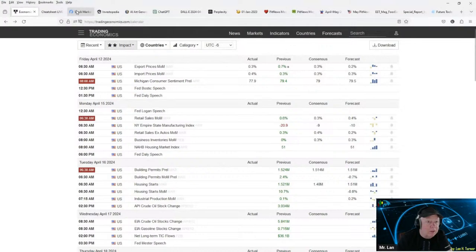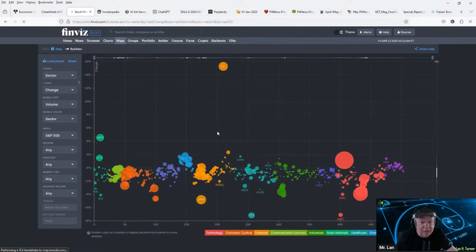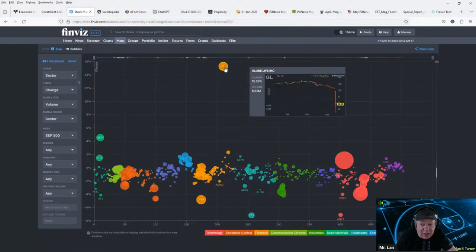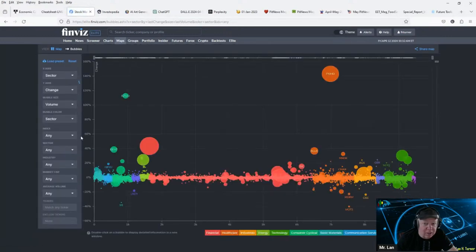Okay, here we go. Back over to FinViz, and we're going to go into the S&P 500. So there's the S&P 500, and GL is one that everybody's got their eyes on. It went up 16%. That's the biggest one, 16%. You can go look at all of them, anything.